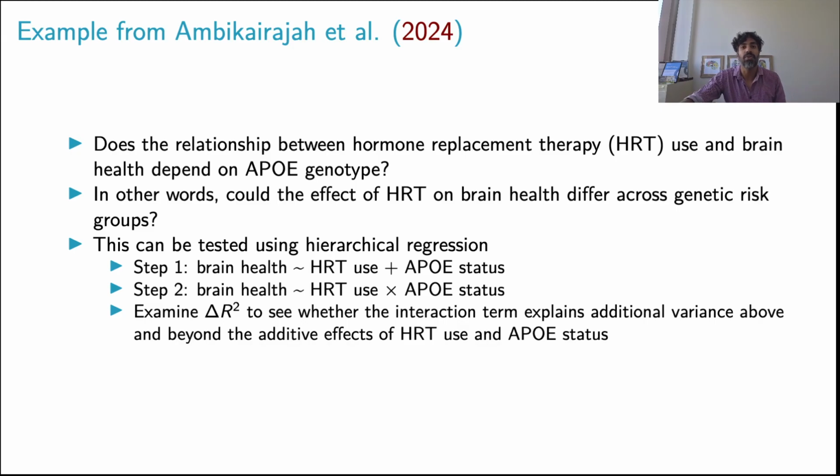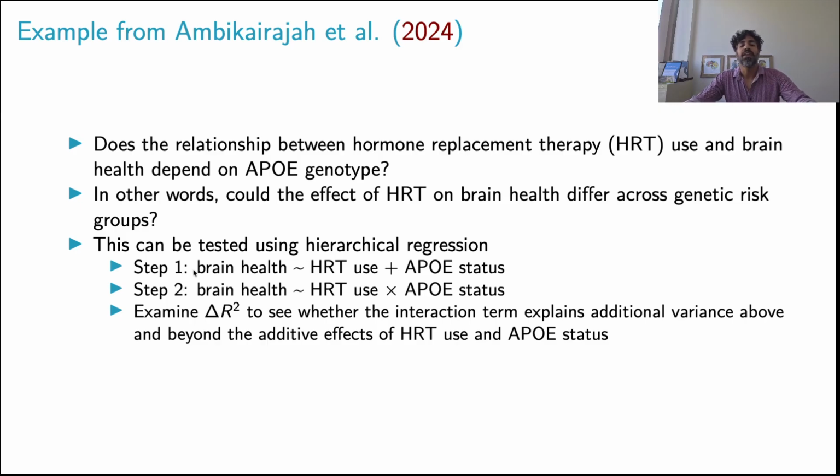And so my question was, perhaps the mixed evidence in regards to hormone replacement therapy use and brain health was because of the effects of ApoE genotype, and maybe the relationship depended on whether someone had E4, E4 status or E3, E3 status and whatnot. So in other words, could the effect of hormone replacement therapy on brain health differ across genetic risk groups? This can be tested using hierarchical regression.